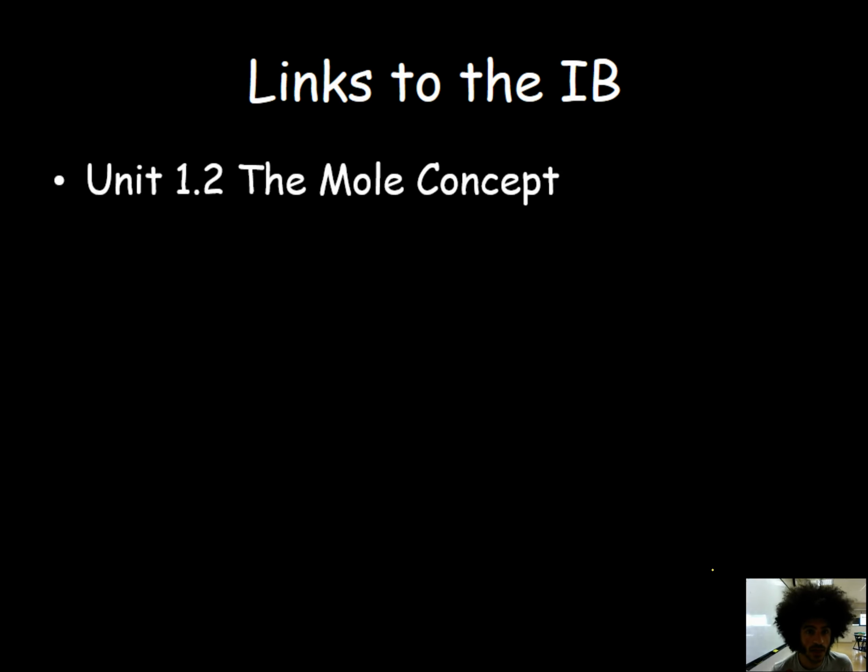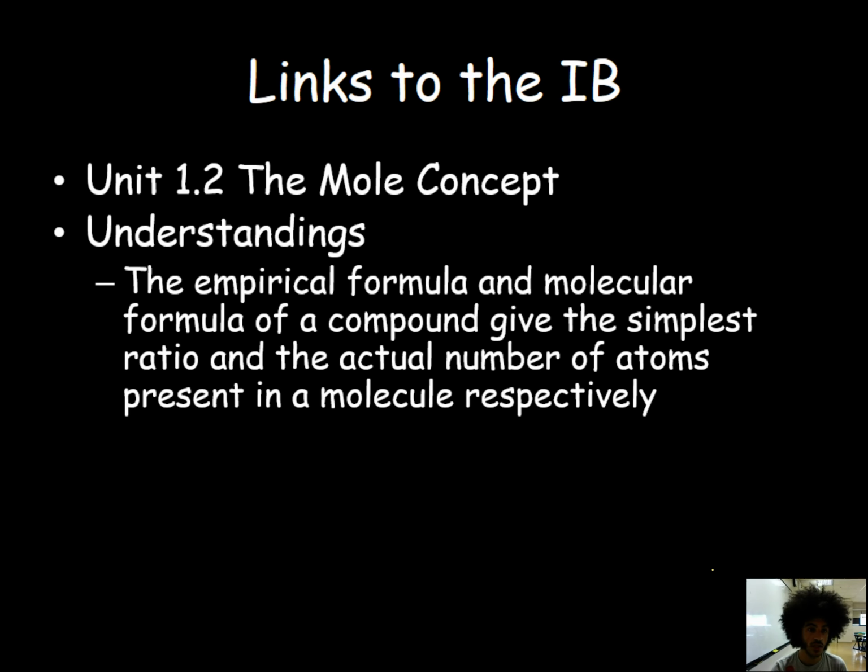The key part for IB that it refers to is from Unit 1, which is all about stoichiometric relationships, and it's in particular part of Unit 1.2. And the statements that it refers to, which is relevant in this video, is in the understanding section. It's the principle of what the empirical formula is, which is the empirical formula, molecular formula of a compound give the simplest ratio and the actual number of atoms present in a molecule respectively. So we'll cover that today.